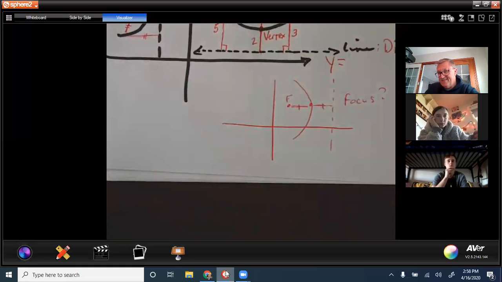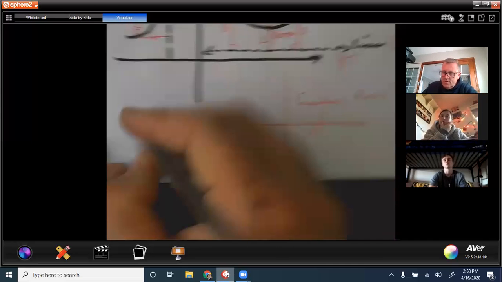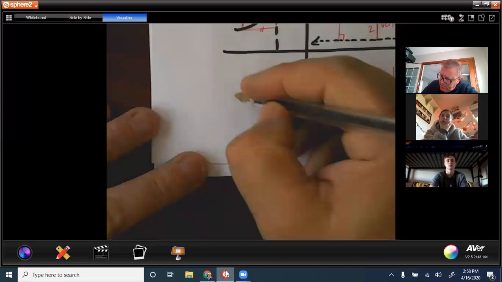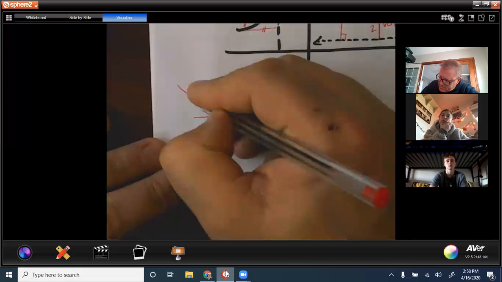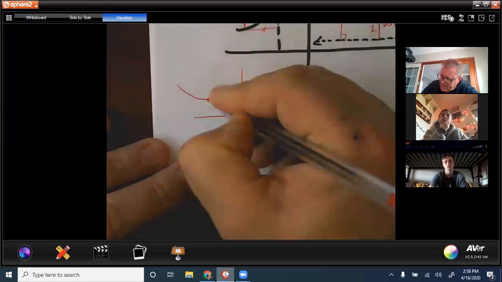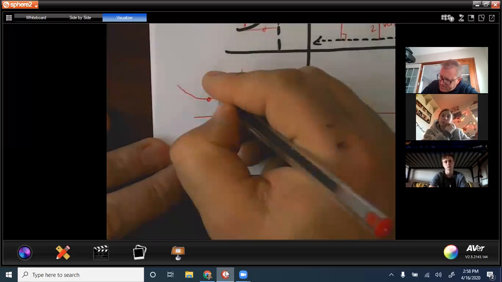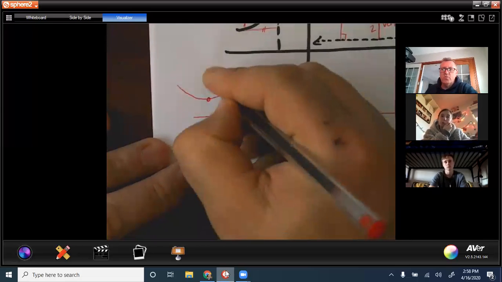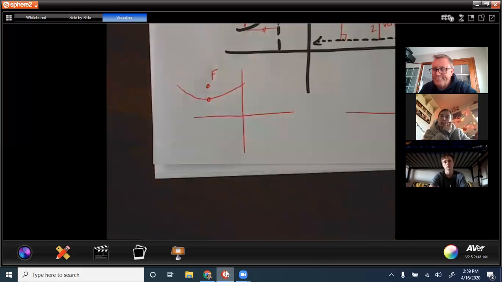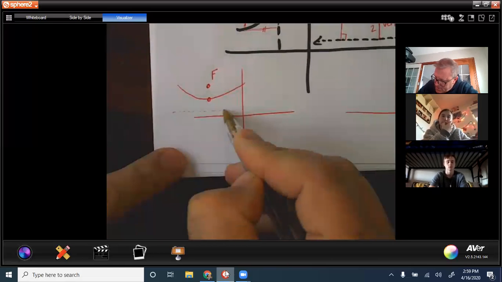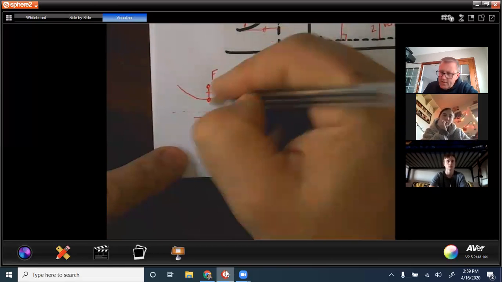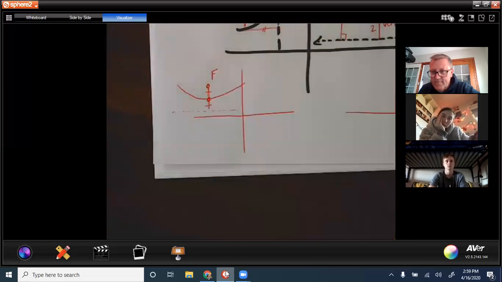That makes sense? So if I have 2 parts, I can find the third. So let's say, on another picture, that I know my parabola looks like this. So here's the vertex, and I know that the focus is here. So where's the directrix? It has to be down here, because this distance and this distance are the same. That makes sense?